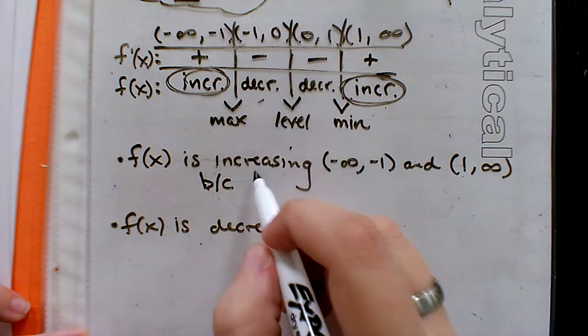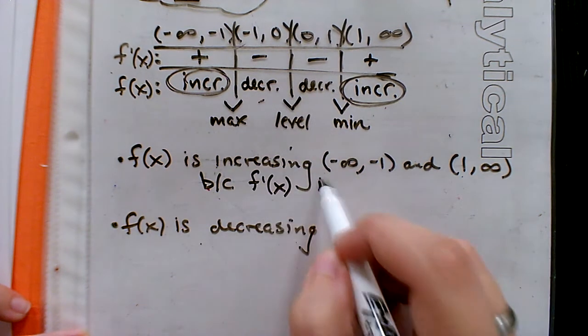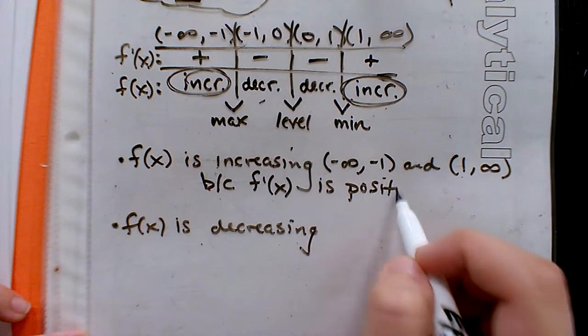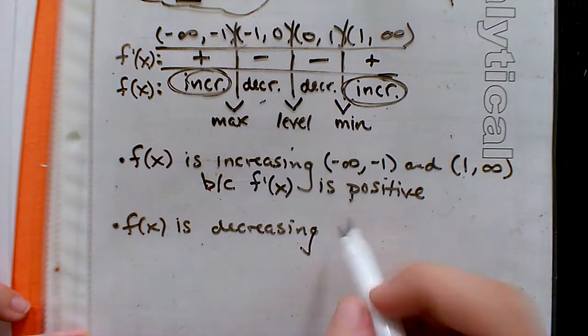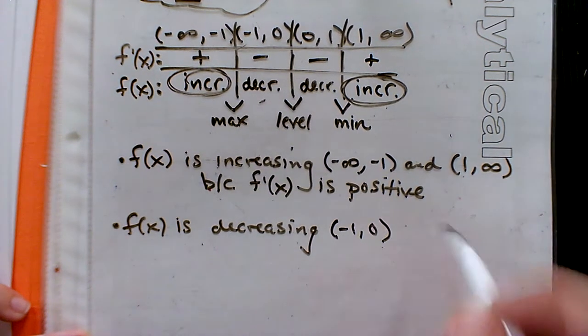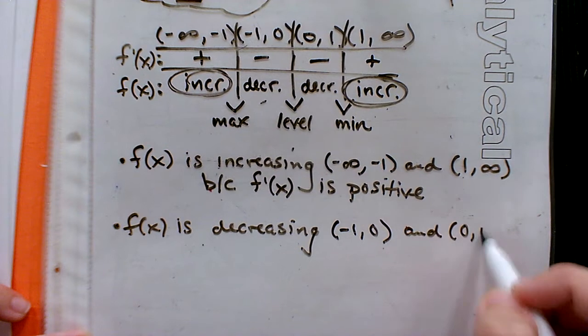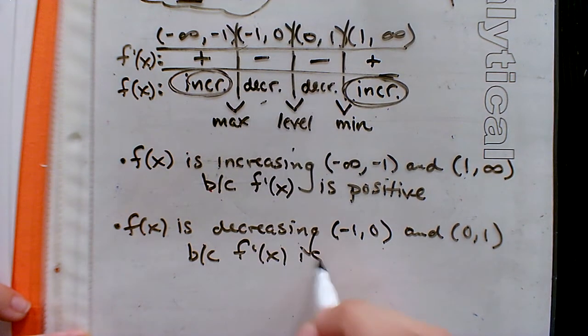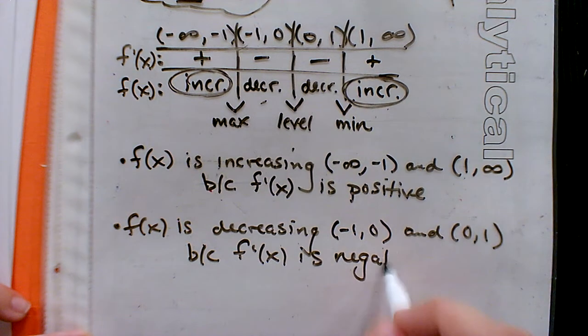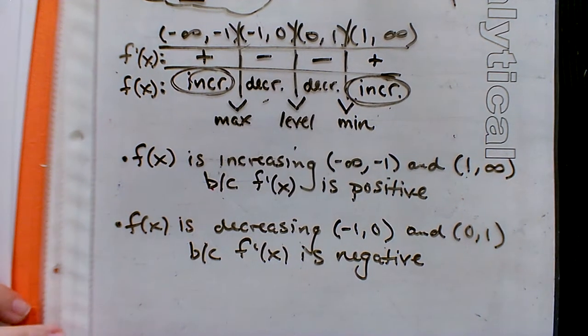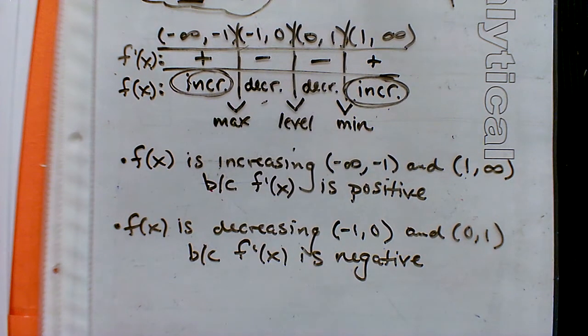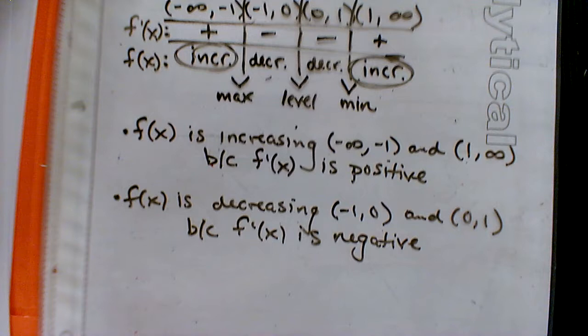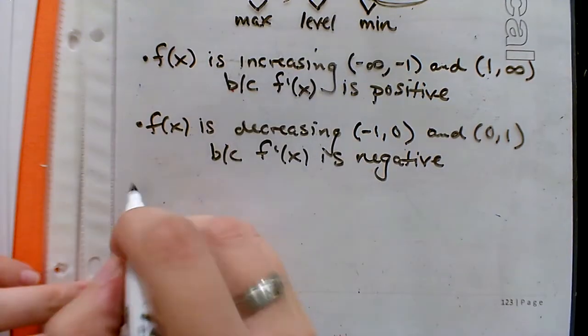Go CB? The derivative is positive. Perfect. Okay. Decreasing on negative 1 to 0 and 0 to 1 because the derivative or slope is negative. Looks good. All right, let's go ahead and tackle those maxes or mins.